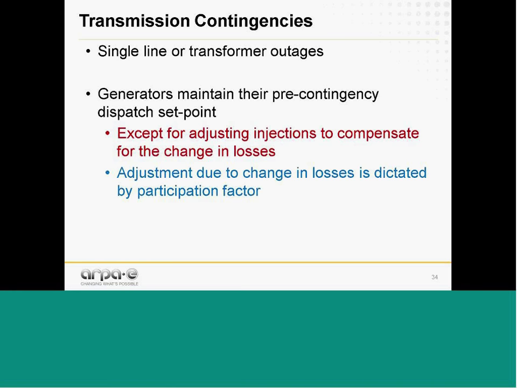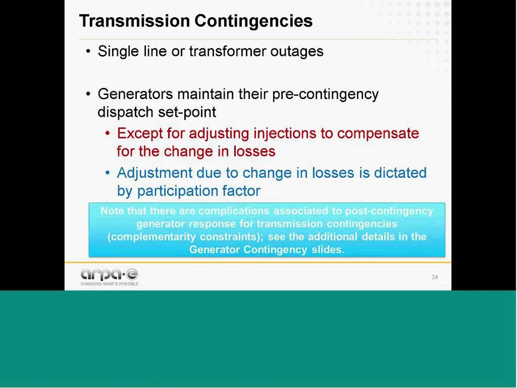The predominant way of treating transmission contingencies, since you don't lose generation, is that you don't move your set point for the power generation coming from your generation fleet. That's going to be predominantly the rule that you're going to find in the formulation, with one exception. This is an AC model. You lose a transmission line, losses change. And so, therefore, there has to be a change in overall generation to make up for change in losses. That's going to be dictated by a participation factor governing your generators.